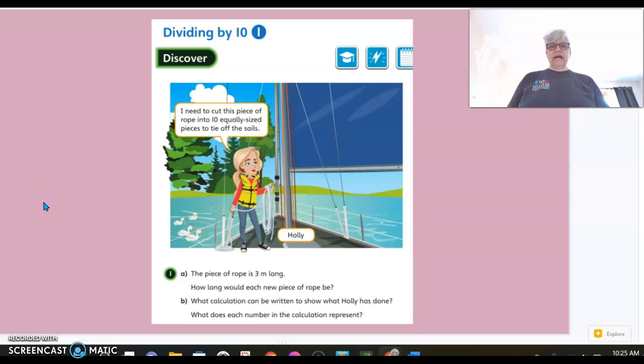All right, so look at the first page of your lesson. Notice the picture. Holly is sailing and she needs to cut a piece of rope. Your problem tells you what length the entire piece of rope is, and then you need to figure out how long each new piece of rope might be. Talk about these questions, A and B, in your groups of 2. Pause the video so that you can do that now.